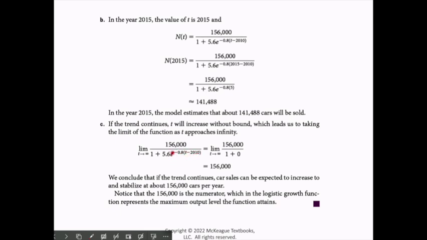So this here, this e, is going to approach 0, which means I have 0 times 5.6, which is 0. So on the bottom, I have 1 plus 0, which gives me our maximum value of 156,000. So that's where they're getting the M from. And of course, you can look at the graph and see that that's where it levels out as t increases without bound. We would conclude that if this model holds true in the future, we can expect the number of car sales to level out or stabilize at 156,000.